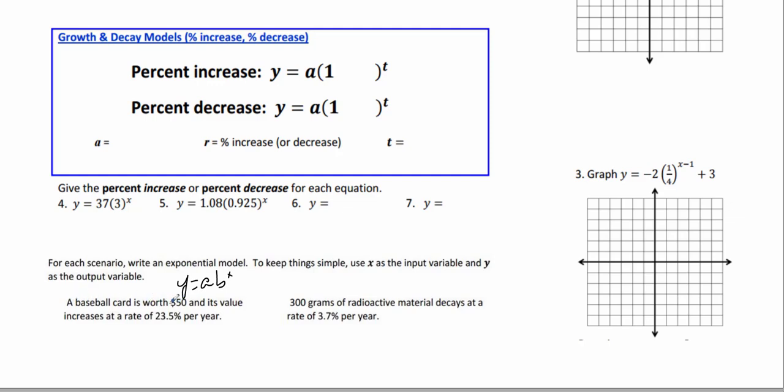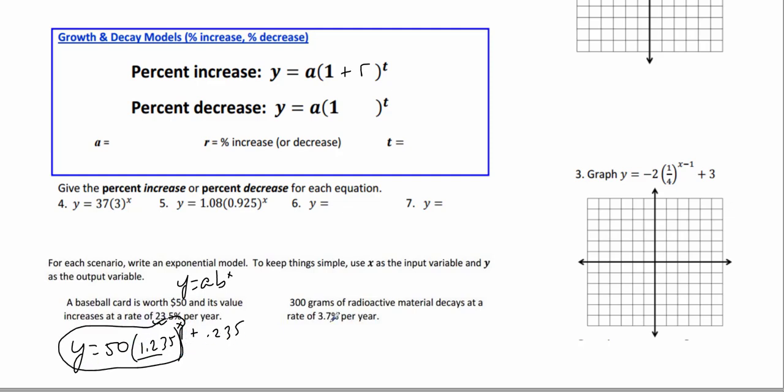So a baseball card is worth $50. That's our initial value. I've got to find the number that goes in here, our rate. Well, I know our rate is 23.5%, which is really 0.235. But then I've got to add 1 to it, because it's an increase, that means I've got to add it. Remember, up here it says 1 plus r. So 1.235, and then to the x power. So there is our equation.